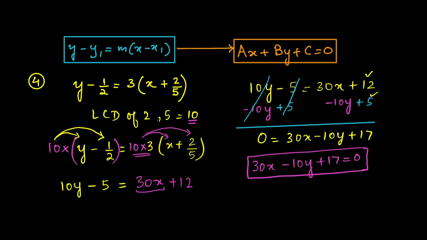So if we see the values of a, b and c, a is 30, b is minus 10, and c is 17. So this is the way we get the general form from the point slope form.